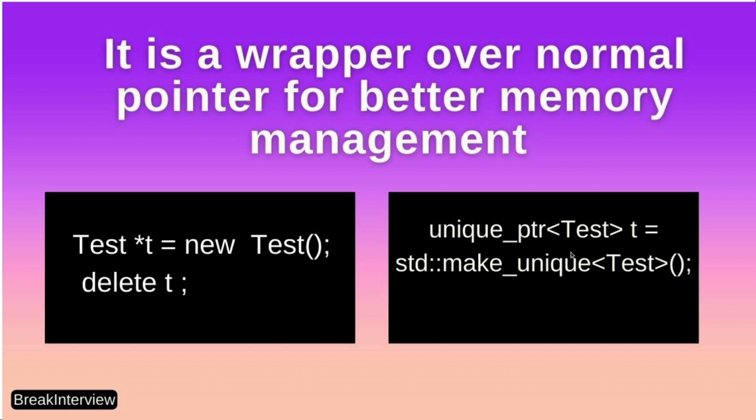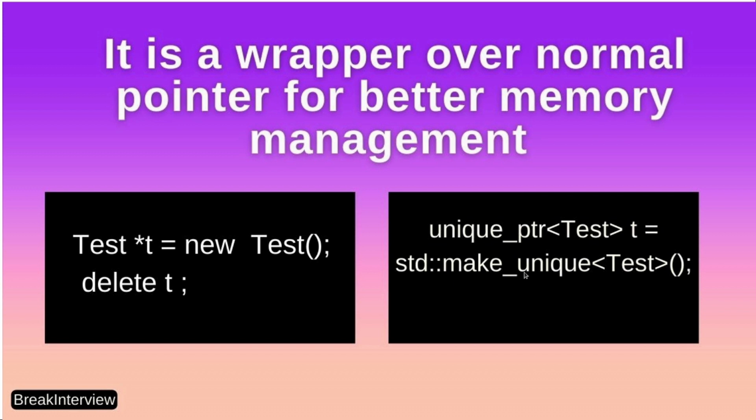On the right side, this is the smart pointer way. Unique pointer is basically one type of the different smart pointers. I will explain the others in other videos, but for now we are focusing on the unique pointer only. The syntax here is the type of smart pointer and the class for which you want to create a new object. This is the syntax for creation.